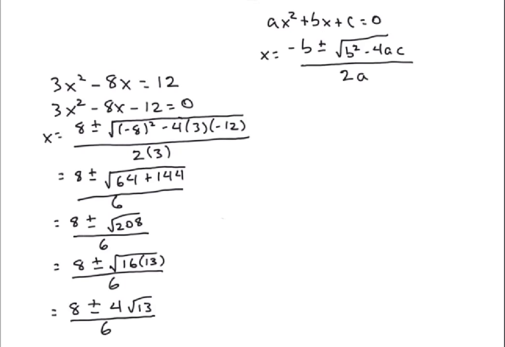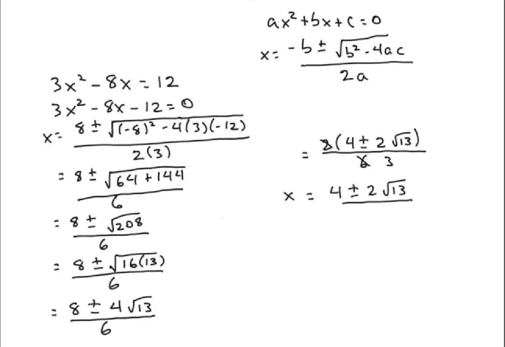Now also we notice that 2 goes into all three terms that we have here, so we can factor out a 2 and then simplify this further. So we can get 4 plus or minus 2 square root of 13 over 6. Now we could have factored out a 4, but since 4 doesn't go into 6, there wasn't any need to do that. We can cancel the 2 and the 6, leaving us a 3 on the bottom, and we end up with x equals 4 plus or minus 2 square root of 13 over 3. And that's our solution set.